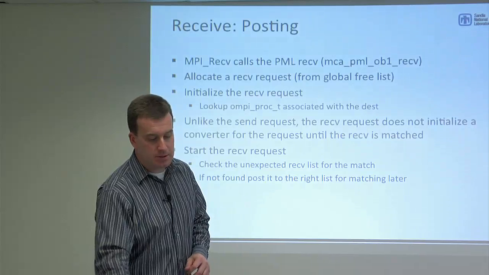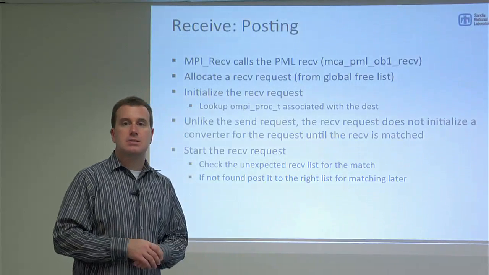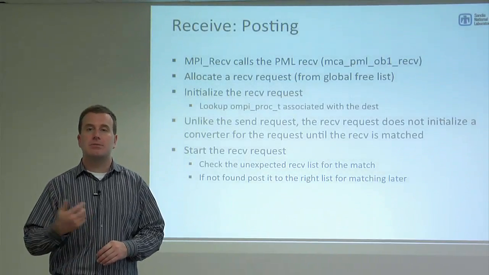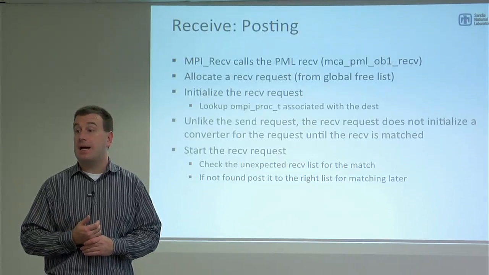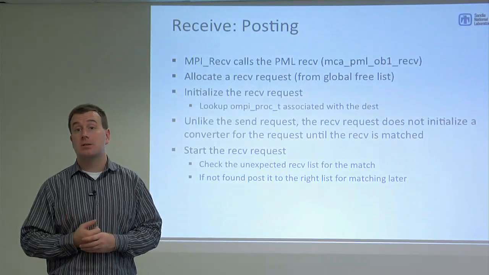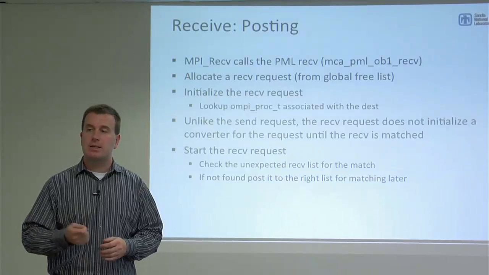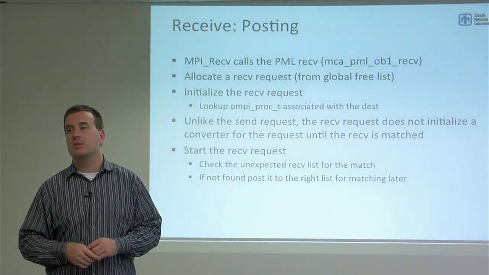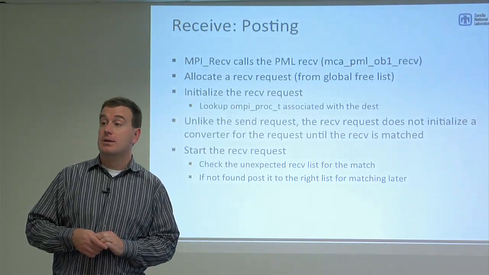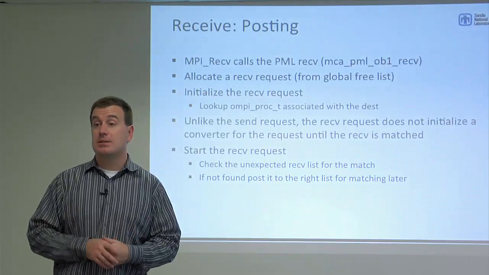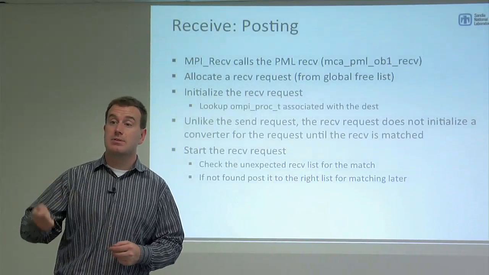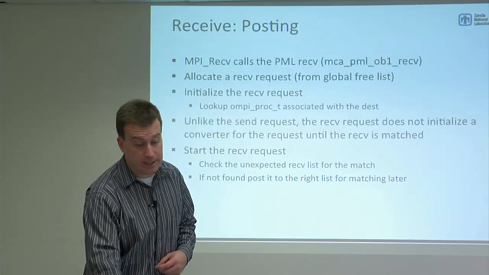And then we start the receive request. First thing it does is look through what we call the unexpected list, which is fragments that have arrived that haven't matched to a receive yet. And if one of those matches, then we know, okay, this is a fragment that came in, a header that came in, and we're going to continue on the message. If it's not found, then we put it on what we call the expected list, which is the list that an incoming fragment will search to see if there's a posted receive that it should continue on.